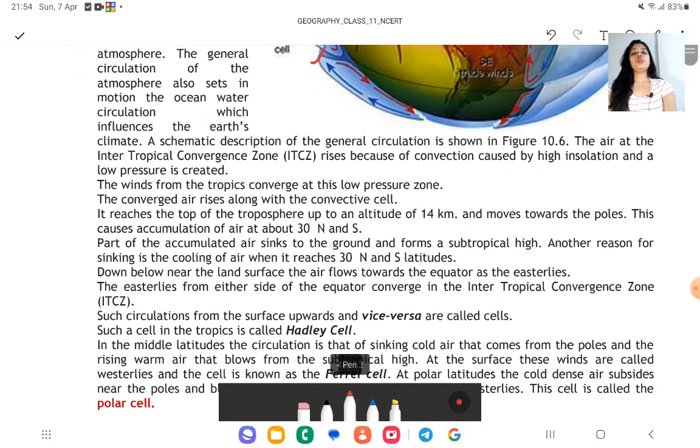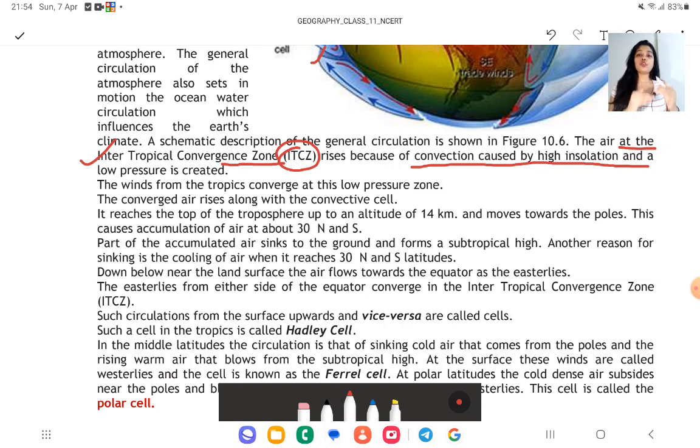So now about your ITCZ. The air at the intertropical convergence zone rises because of the convection caused by high insolation, and a low pressure is created. So ITCZ, the intertropical convergence zone, is a place where you get the maximum insolation of the sun. When you get the maximum insolation in this area, you will get low pressure because the air will ascend.